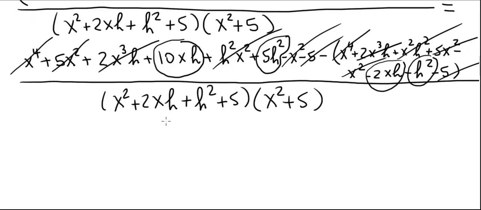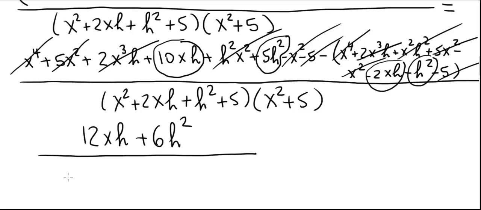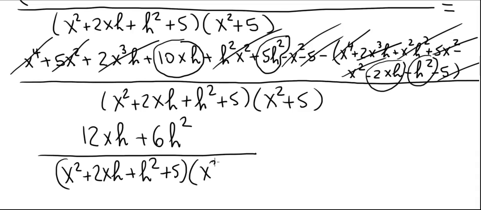We have 10xh minus a negative 2xh gives us 12xh. And then we have 5h squared minus a negative h squared. That gives us 6h squared. And all of this is divided by x squared plus 2xh plus h squared plus 5 times x squared plus 5.